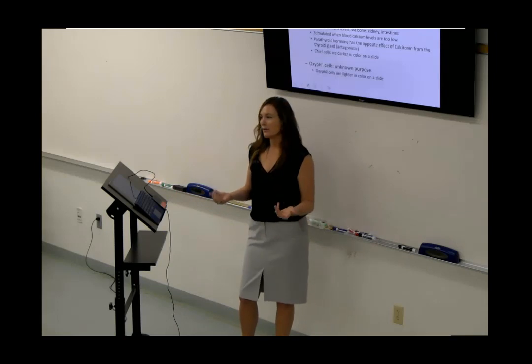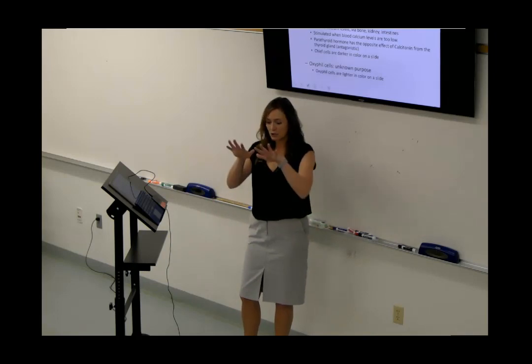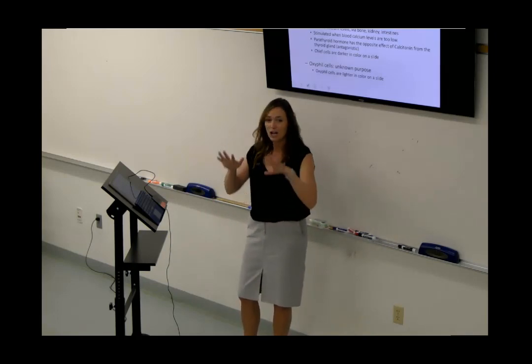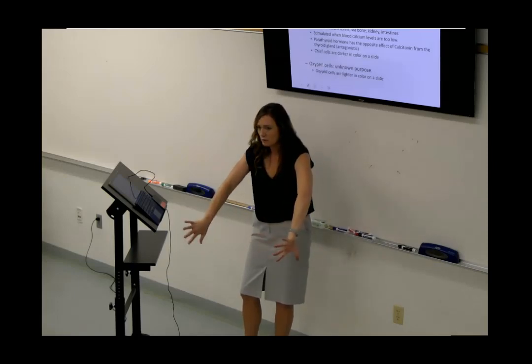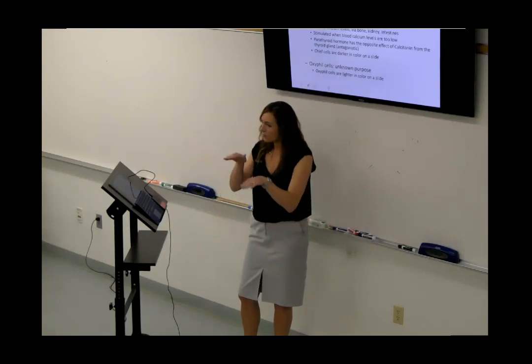So what does parathyroid hormone do? It is the yin and yang to calcitonin. We already learned about how calcitonin from the parafollicular cells of the thyroid gland lowers blood calcium levels and sends it to the bones. Parathyroid hormone, from the perspective of the blood, says we need calcium.